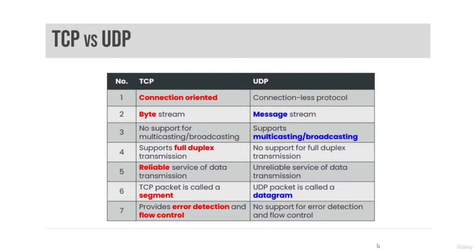TCP is a reliable layer 4 protocol. TCP uses a three-way handshake to create reliable connections across the network. TCP can reorder segments that arrive out of order and retransmit missing segments.